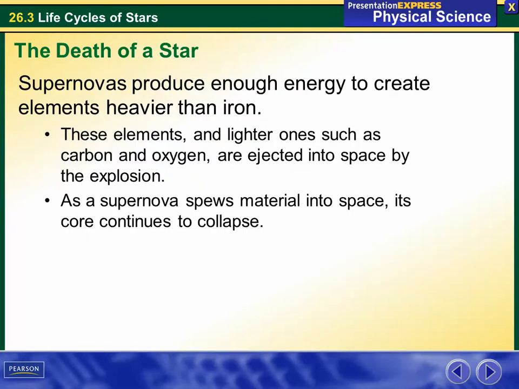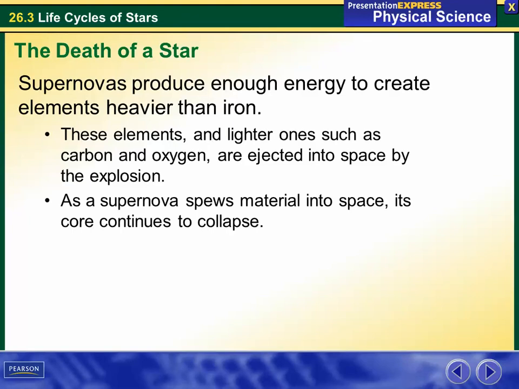They produce enough energy to create elements heavier than iron. Iron is the last element that fusion will create, but then supernovas can create elements heavier than that. These elements, and the lighter ones such as carbon and oxygen, are ejected into space by the explosion. As a supernova spews material into space, its core continues to collapse. So we see the supernova, it's one violent explosion there, but then the core continues to collapse after the supernova occurs. So that's not even the last stage for these stars.